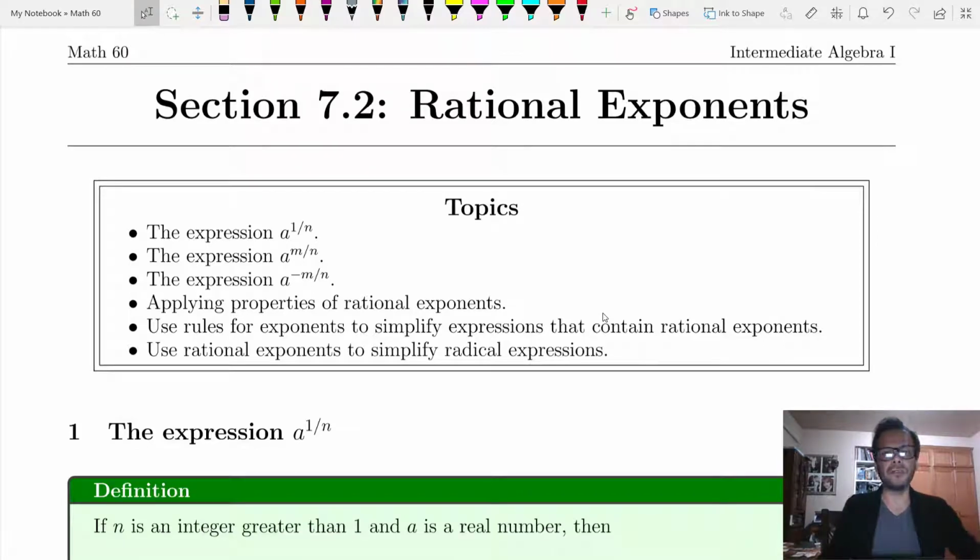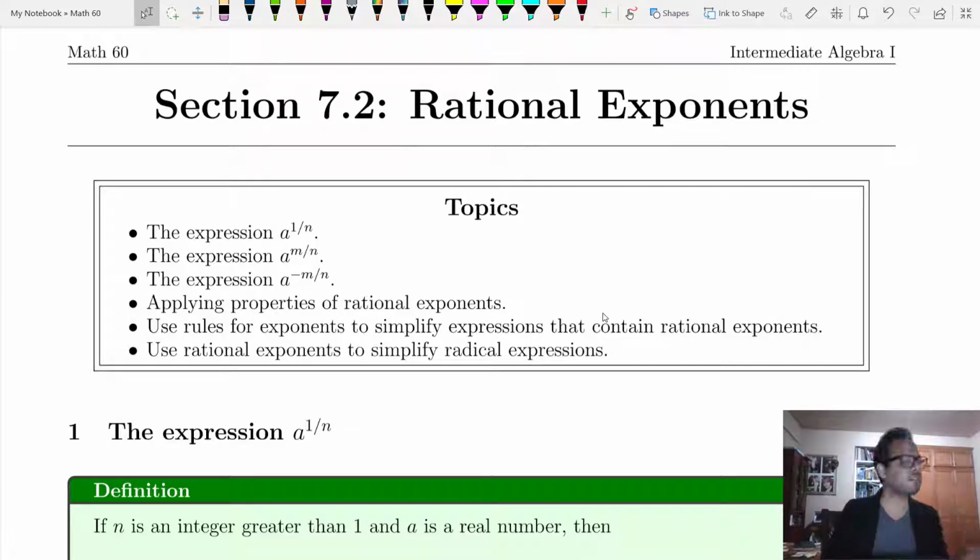Alright guys, let's continue with another lecture, this time on section 7.2, the continuation of the previous video, which is 7.1. In this section 7.2 we cover rational exponents. So how is this related to the previous section?